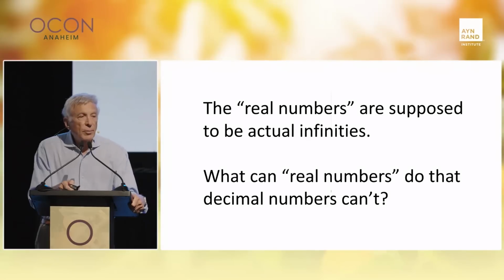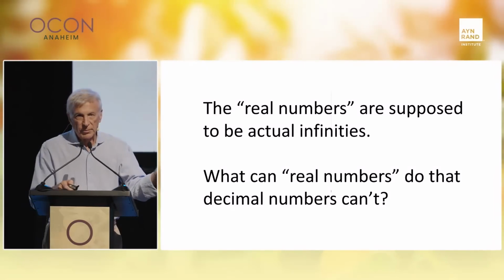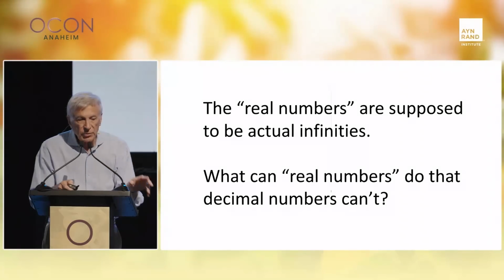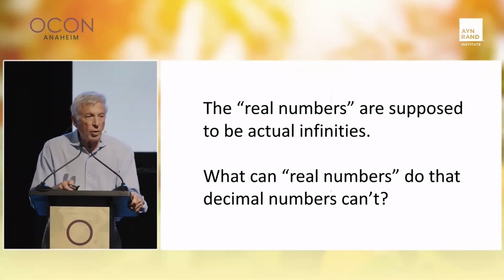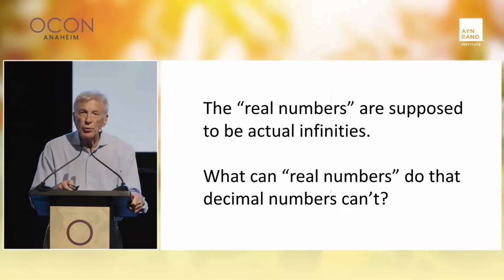So the real numbers are supposed to be actual infinities. They're points on the real number line. There is no real number line. They have infinitesimal zero width, but somehow they are there on this made-up thing. So I ask, what can so-called real numbers do that decimal numbers can't?